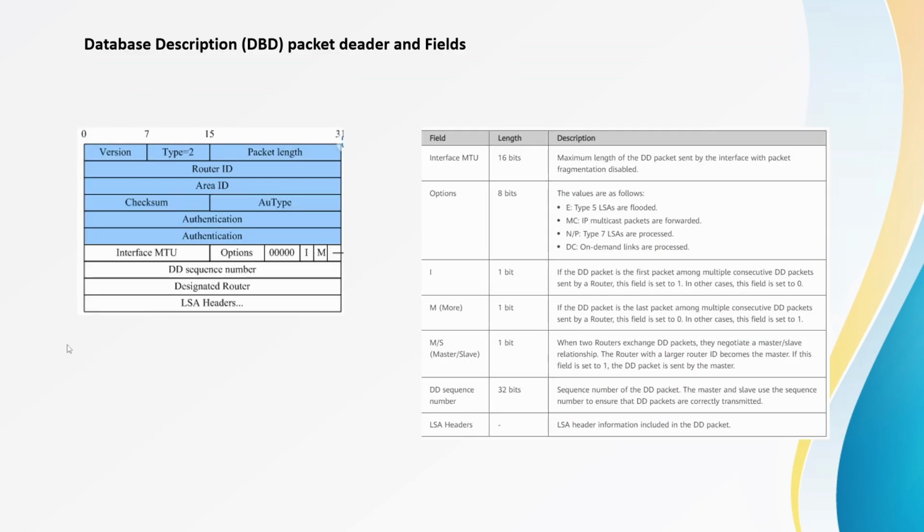Here I list the structure of the DBD packet. In the DBD packet, you can see it contains a DD sequence number and LSA headers. So the DBD packet only contains the LSA headers. The right-hand side shows the fields and the descriptions. If you're interested, you can take a look.